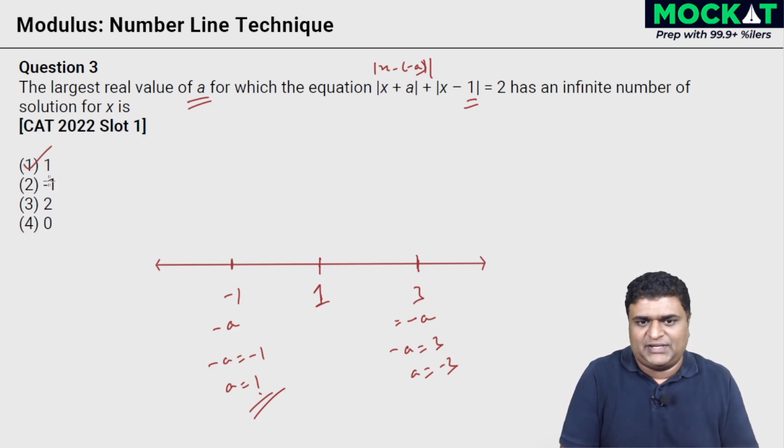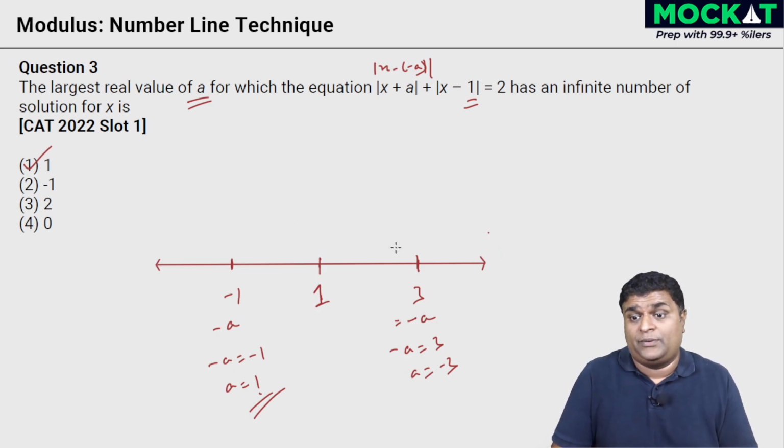A lot of scope for silly mistakes with these options over here. People might go for minus 1 as well. You've got to be careful and clear with the concepts, right? So distance from minus A plus distance from 1 has to be 2. So just pick your 1 and your minus A to be 2 units apart from 1, right? This is the other way around right now.